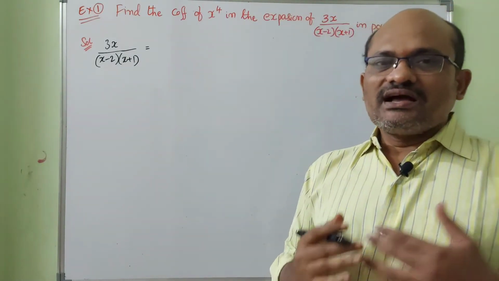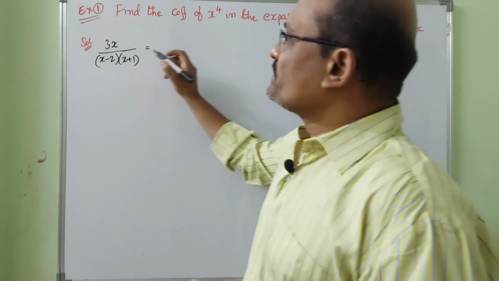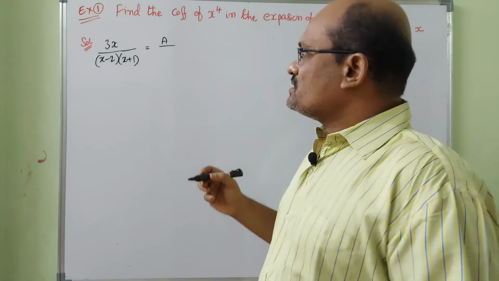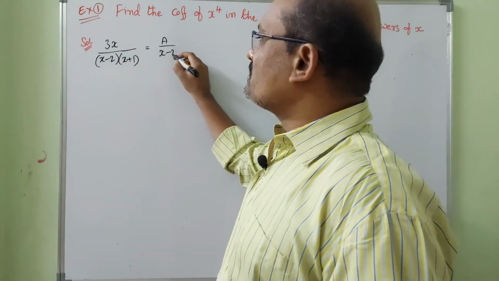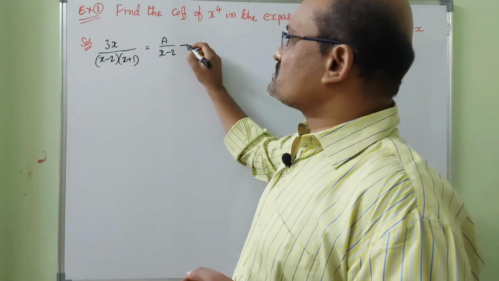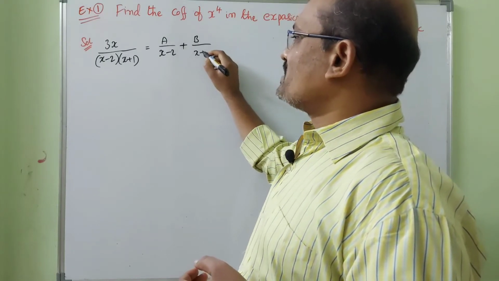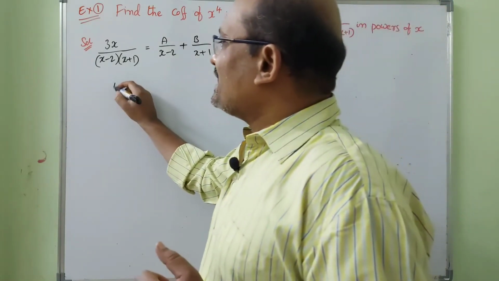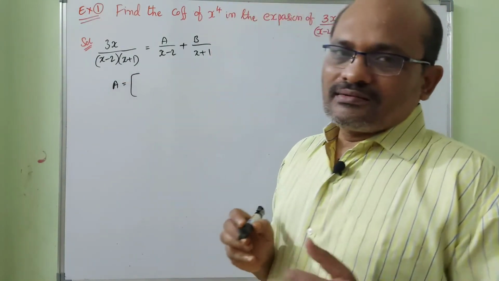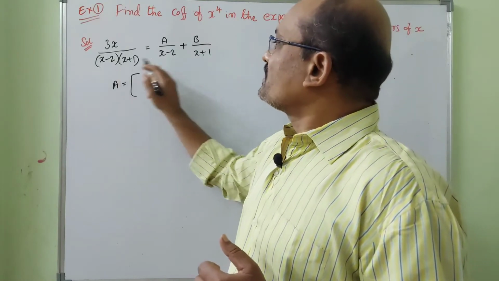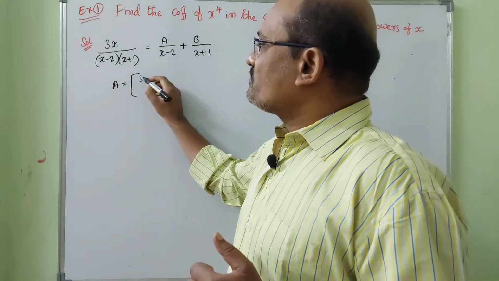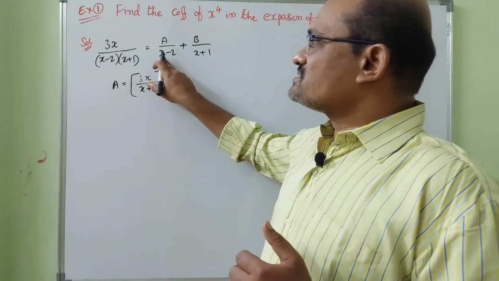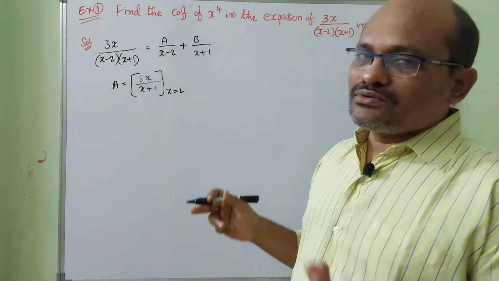First what we have to do is resolve this into partial fractions. How? Because in the denominator we have linear factors which are non-repeated, take constants and write the corresponding partial fractions: A by x minus 2 plus B by x plus 1. I already gave the short method to find the values of A and B. A is calculated as: leave x minus 2 here, write the remaining fraction and put x equal to 2, because x minus 2 is 0 when x equals 2.